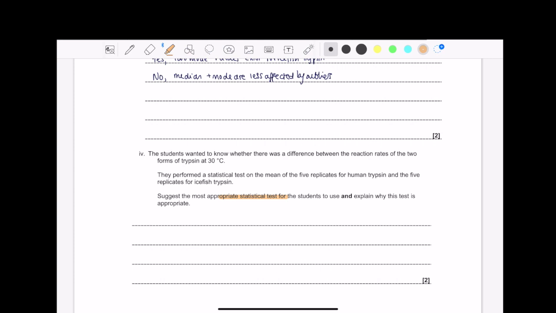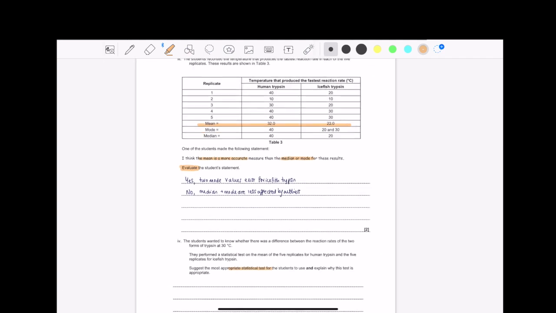Also, another hint that made me think that was because we were talking about mean in the question above, and so mean, I'm thinking t-test. If I didn't know that, I would read the information and I'd read the second sentence where it said they performed a statistical test on the mean of the 5 replicates for human tripepsin and the 5 replicates for the isofit tripepsin. The focus is means, and from all the statistical tests you have learnt in class, t-test is the one that you use to compare means, right?